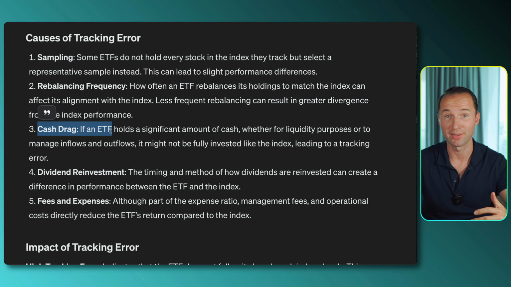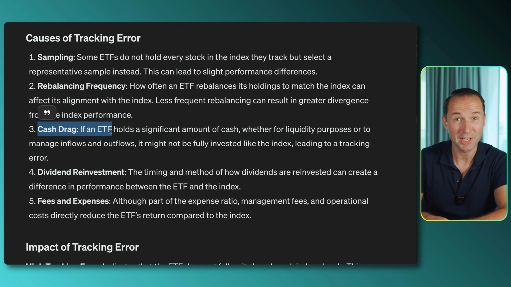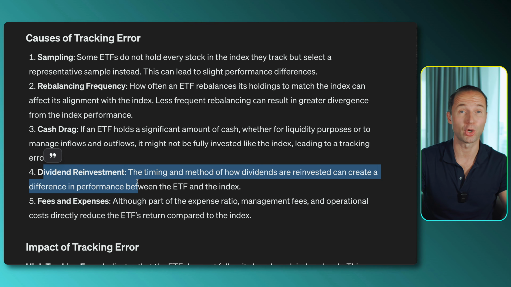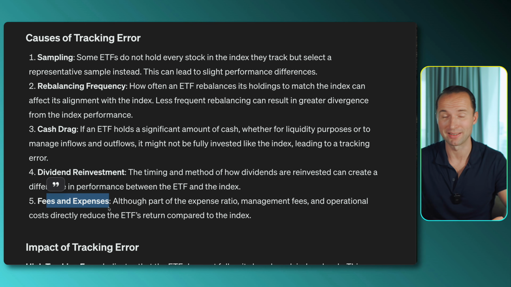The same with cash drag, right? How fast and in what way they're dealing with their cash reserves definitely also impacts the tracking error. Dividend reinvesting, in case you have an accumulating ETF, how quickly are they reinvesting the dividends? And lastly, fees and expenses. That's arguably one of the biggest impactors of tracking error.